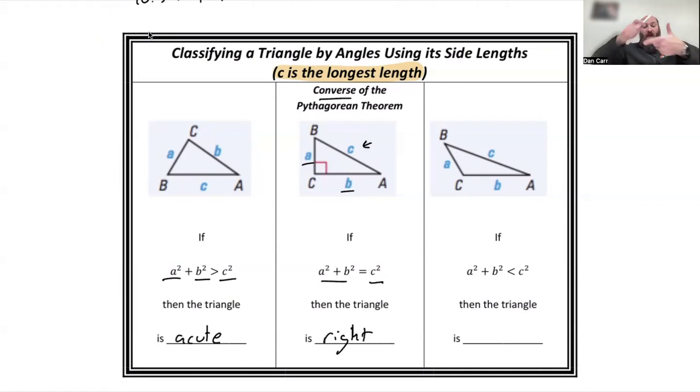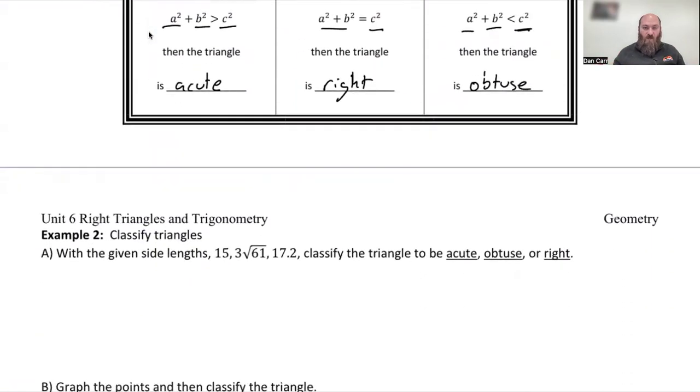Okay? And then if I go the other way, instead of a 90-degree angle, I make it bigger than that. Now the hypotenuse length needs to get longer in order to complete that triangle. So A squared plus B squared is actually going to be less than C squared. That creates an obtuse triangle. So this is what we're going to do with the next part of this unit.